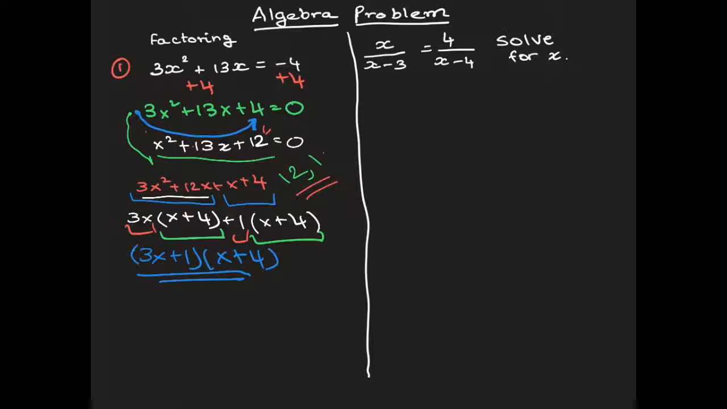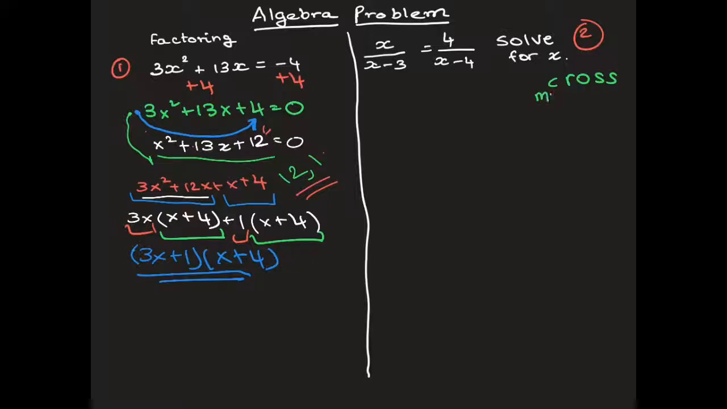And now let's look at this second problem. And this problem is asking us to solve for x. Now, all we have to do to solve for x is something called cross multiplication.